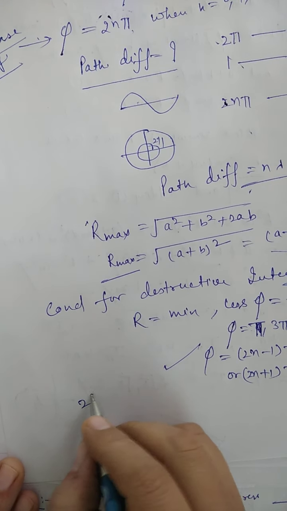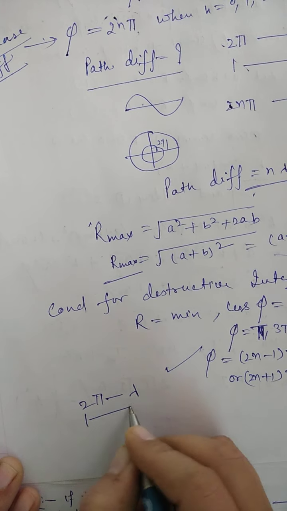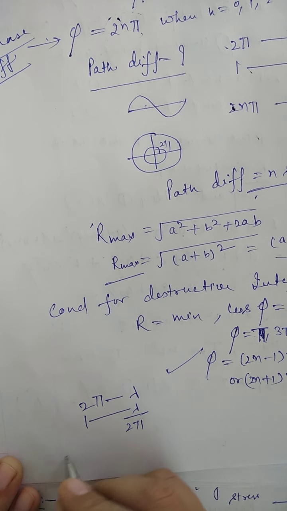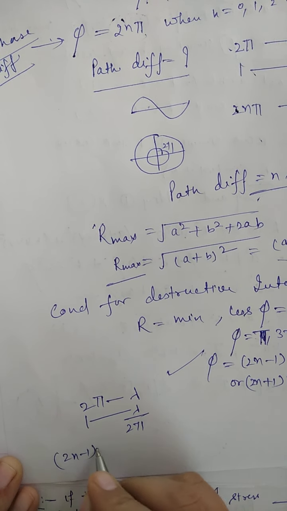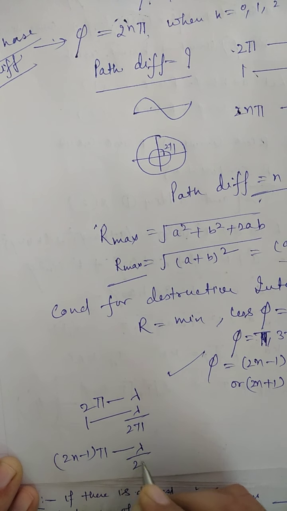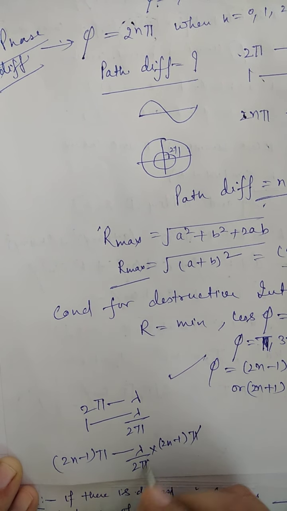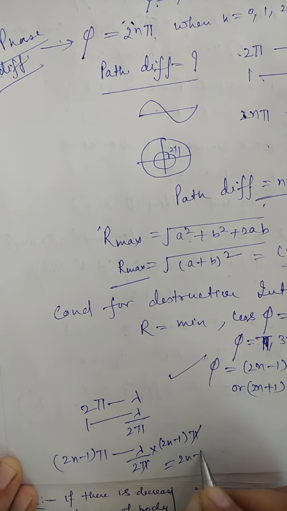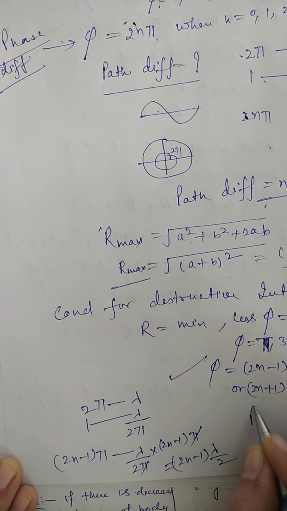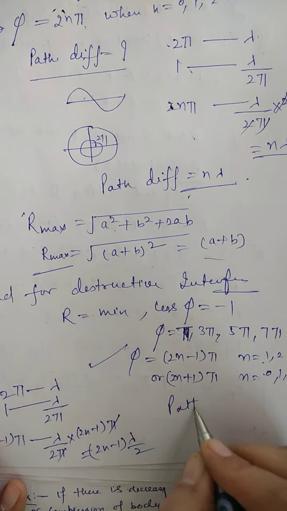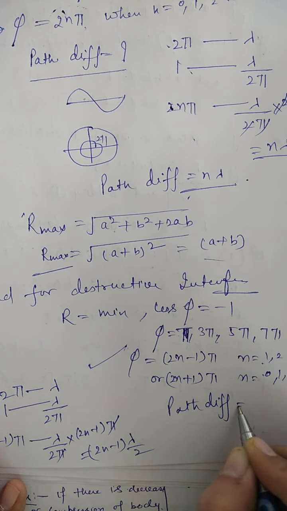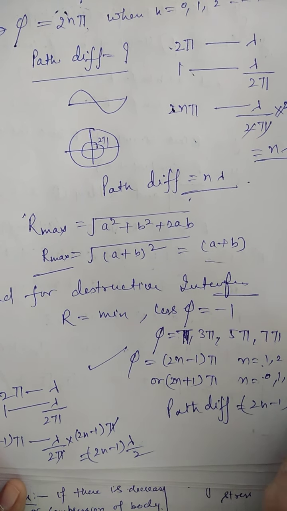Corresponding to 2π, this is lambda upon 2π, and what is this? The path difference corresponding to (2n minus 1) into π. This gets cancelled out and it becomes (2n minus 1) lambda by 2. So the path difference is (2n minus 1) lambda by 2.